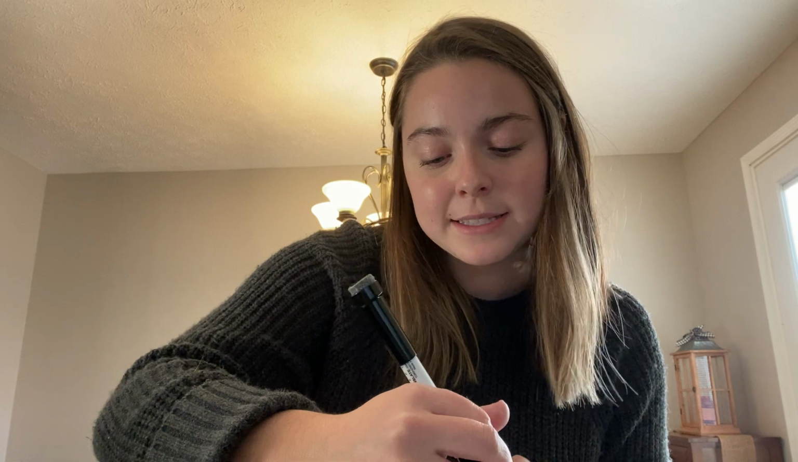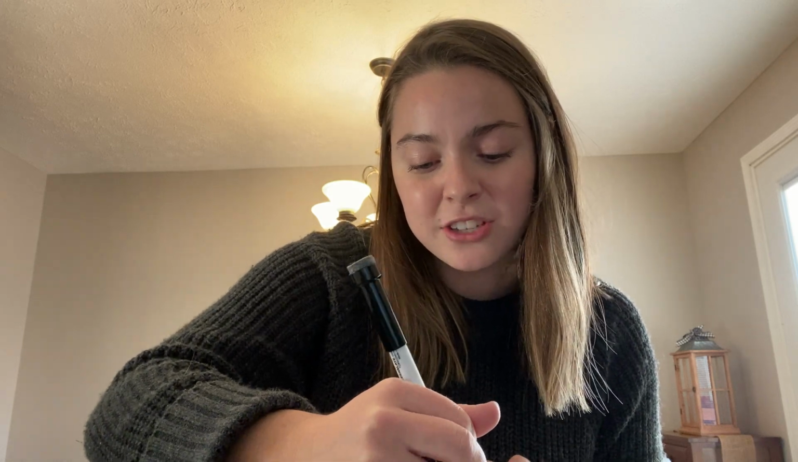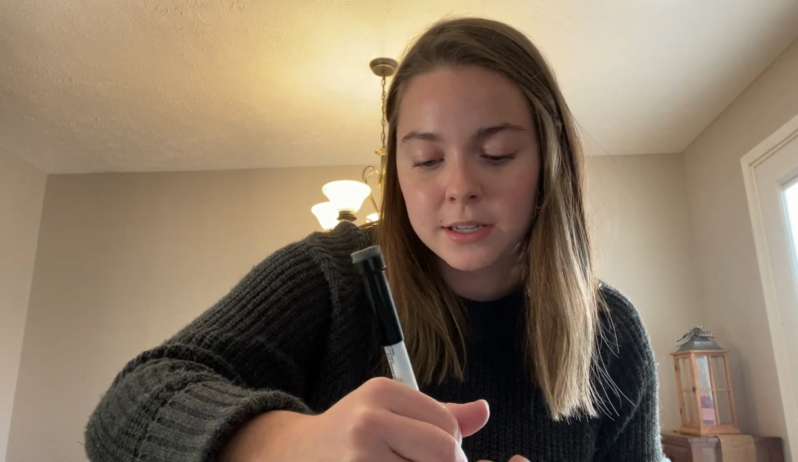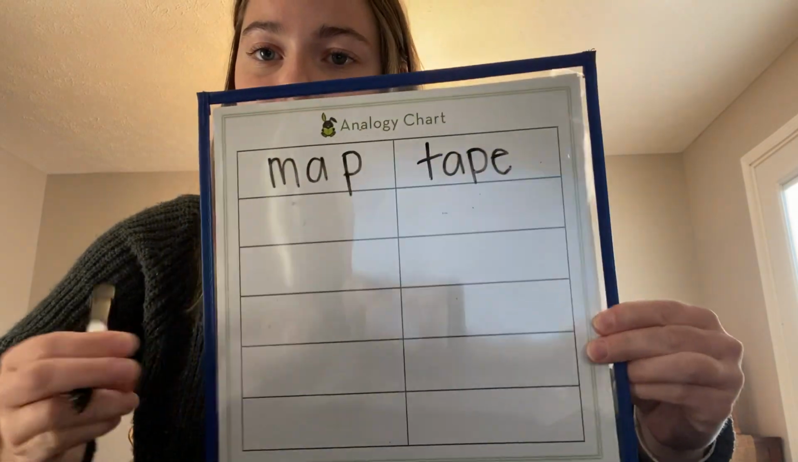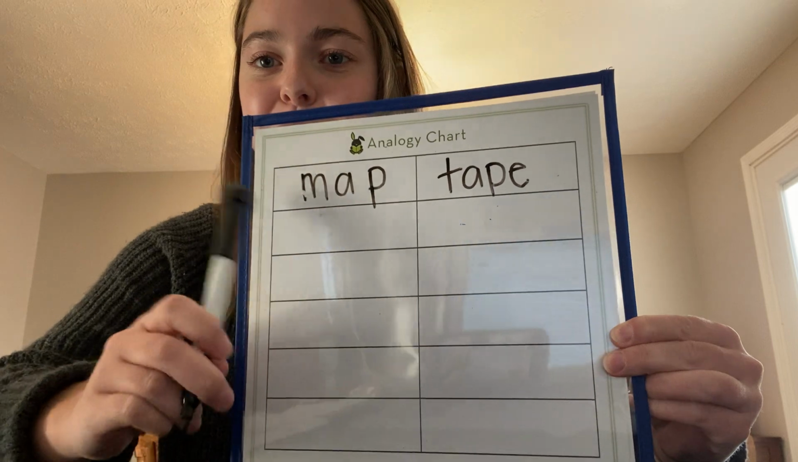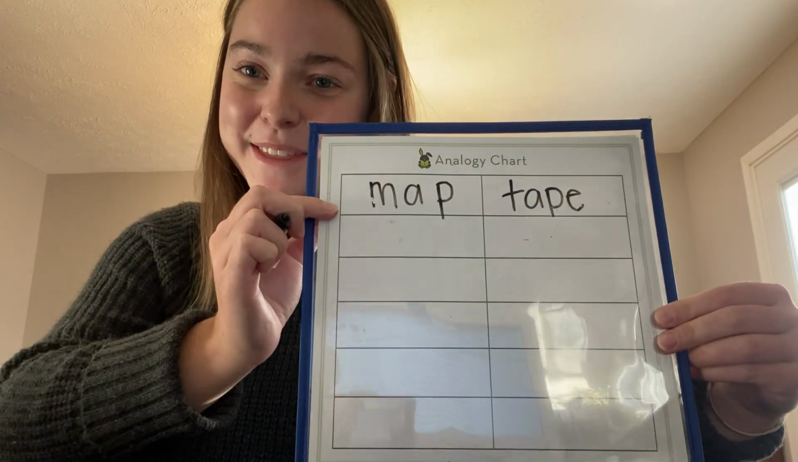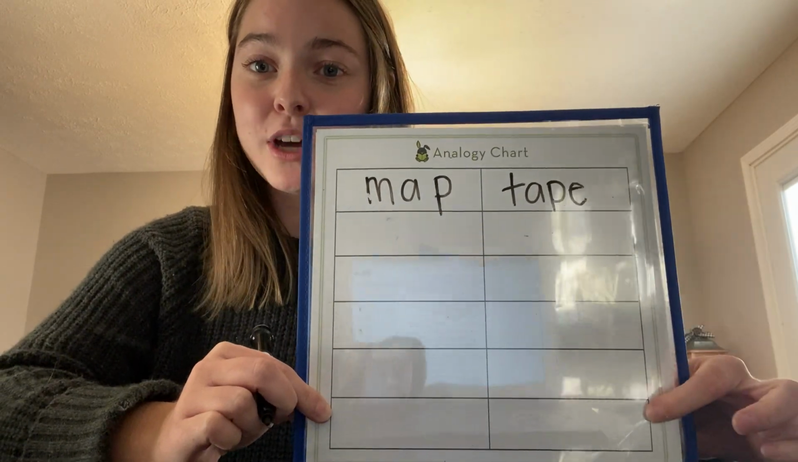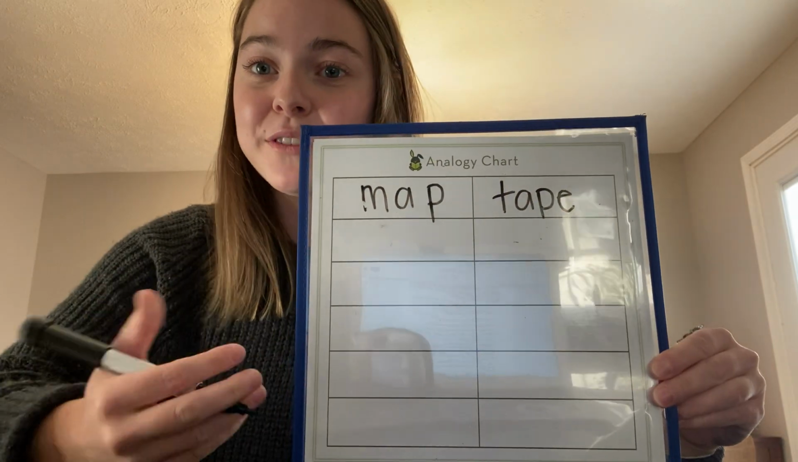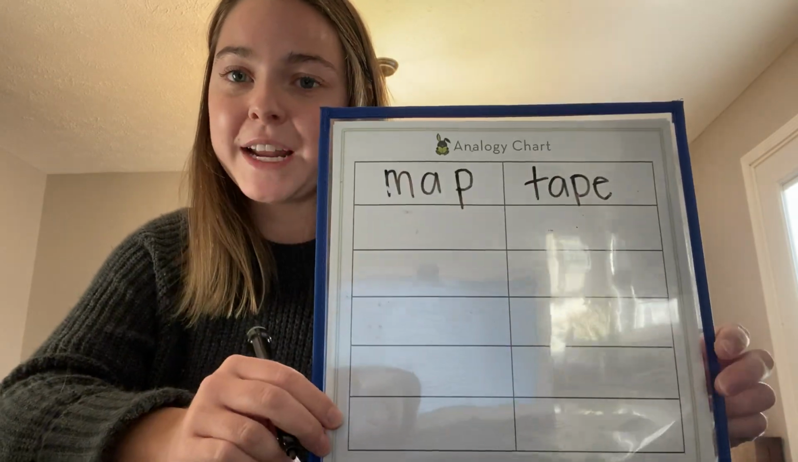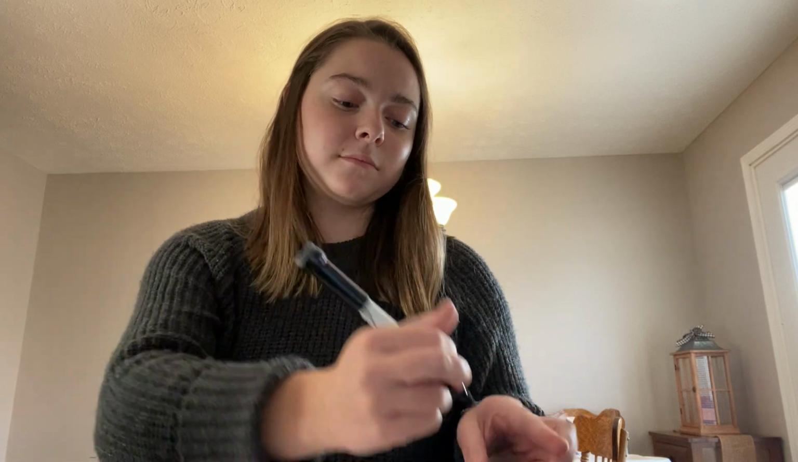You can use a document camera and say, okay, we are going to write the word map in this top one, and we're going to write the other word, tape. They can just copy down what you have. That's not a big deal for this part. So we have map at the top of this column and tape at the top of this column. Model this, show them, and give them time to write it down.